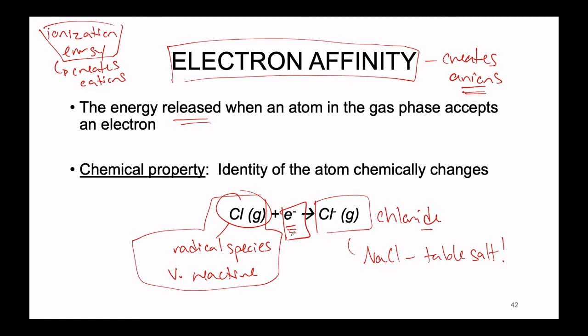If you give chlorine its one electron, it has a really stable electron configuration. And that stable electron configuration means it's not going to be super chemically reactive.